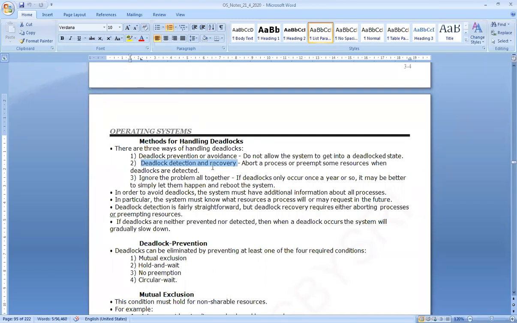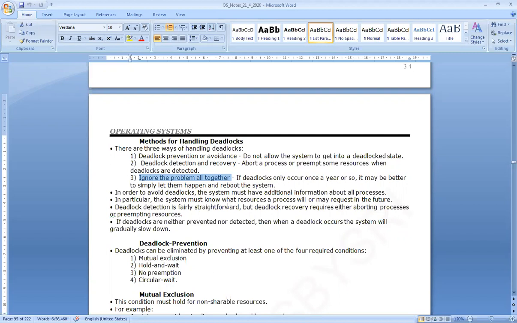Then after that we studied one more thing, that is called ignore the problem altogether. What does ignoring the problem altogether mean? Of course, if a deadlock is there, we can prevent the deadlock and we can avoid the deadlock. That is the first method of handling a deadlock. The second is detection of a deadlock and recovery from the deadlock. After detecting a deadlock, we can recover from it. That is the second option which is available.